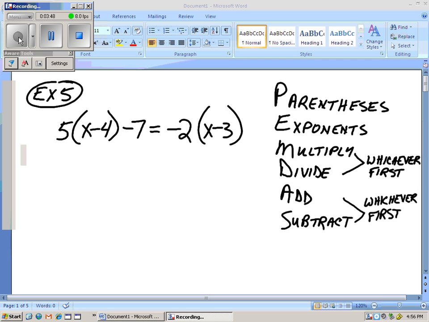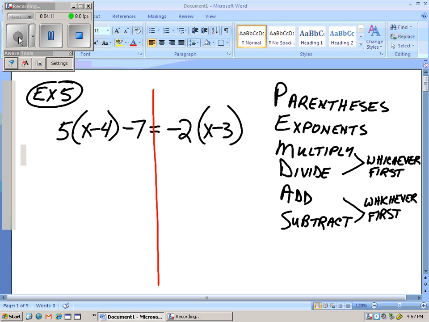Okay, this is example 5. It's not number 5 on your homework, but it's just like it, so it'll show you how to do number 5. I'm going to start with my fence on the equal sign. I'm looking at the left side and the right side, and we have a lot going on here. We have x's on both sides and parentheses, and most people are confused about which to do first.